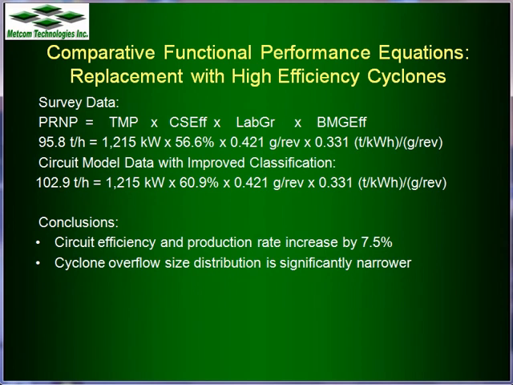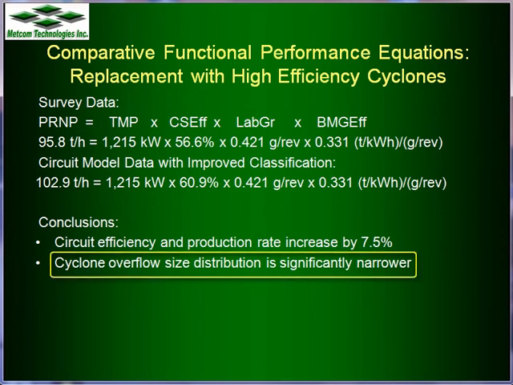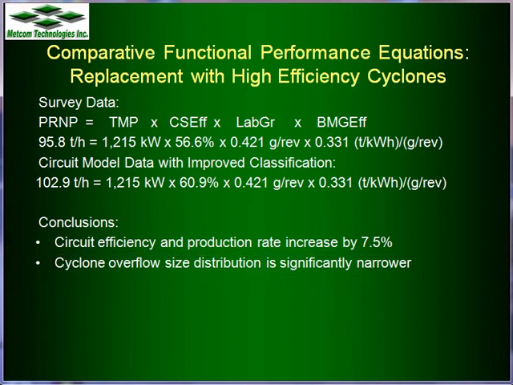In addition to the benefit of classification system efficiency, the cyclone overflow product size distribution was significantly narrower, reducing the amount of coarse particles going to flotation at the same grind P80. Installation of the high-efficiency cyclones took place and the benefits were achieved exactly as predicted.